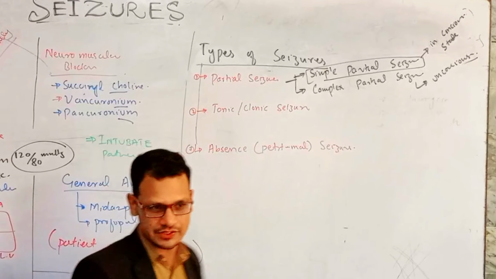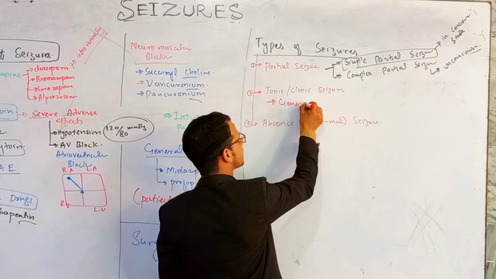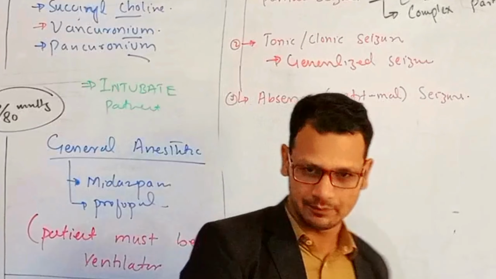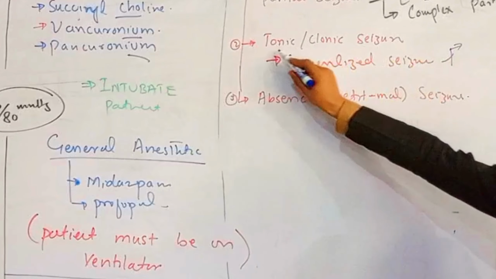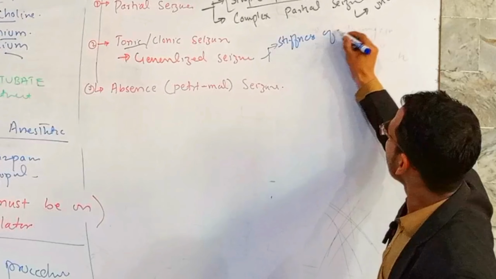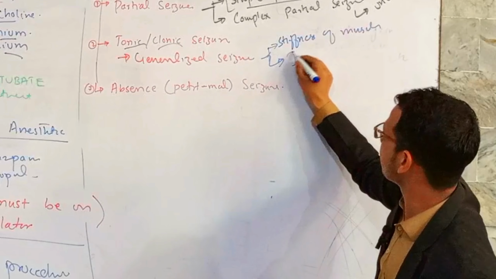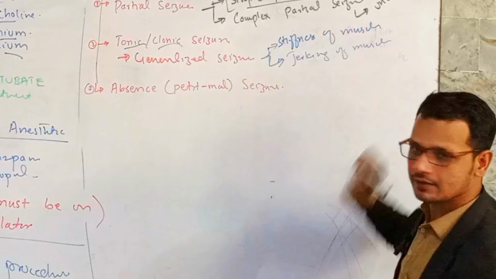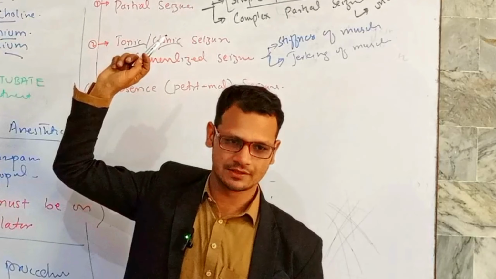Tonic-clonic seizures are also known as generalized seizures. This is the main type of seizure, in which tonic is stiffness of muscles, and clonic is jerking of muscles. And this treatment is for tonic-clonic seizures.